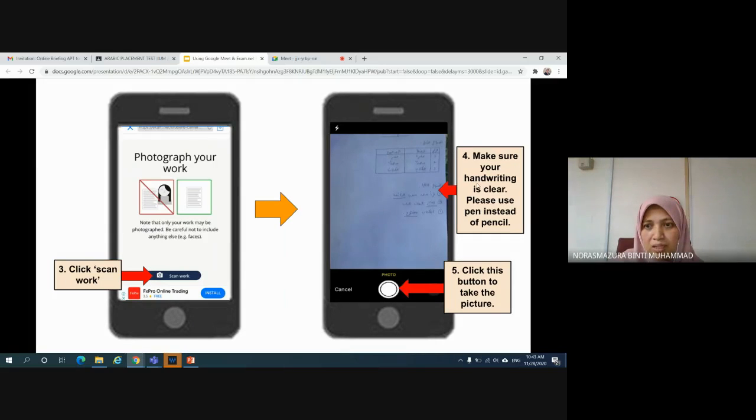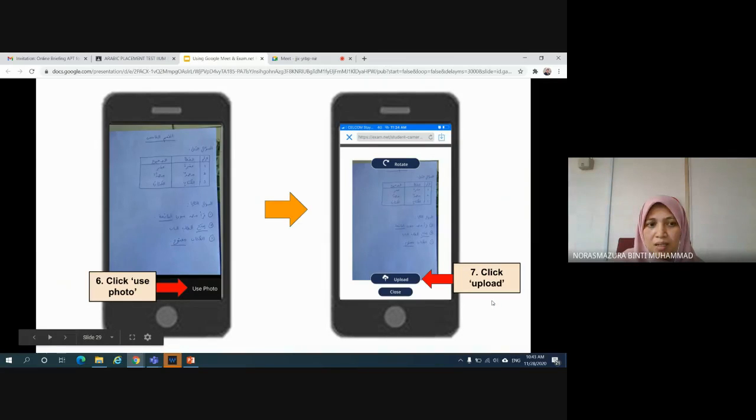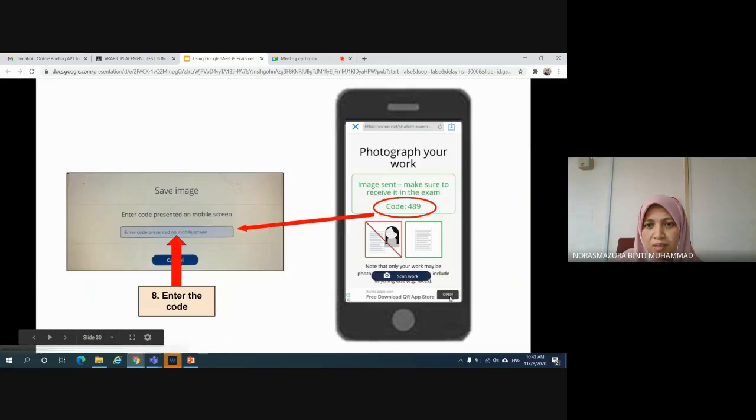Make sure that your handwriting is clear. Please use pen instead of pencil. Click this button to take the picture. Then click use photo and click upload.